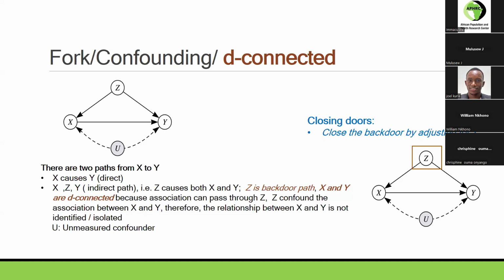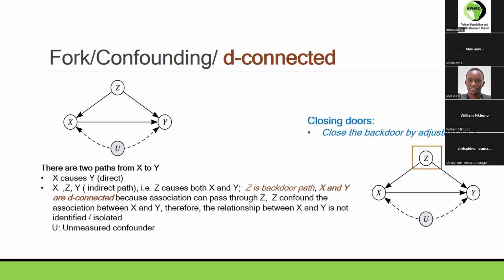Like Z causes X, Z causes Y, so X can be related to Y. So when Z connects both X and Y, we could say X and Y are d-connected. That means in reality these two variables are not connected, but the presence of Z could connect X and Y. That is called a confounder, or, especially in the machine learning community, you may see the word fork, like the acts like a fork. So we need to close this.